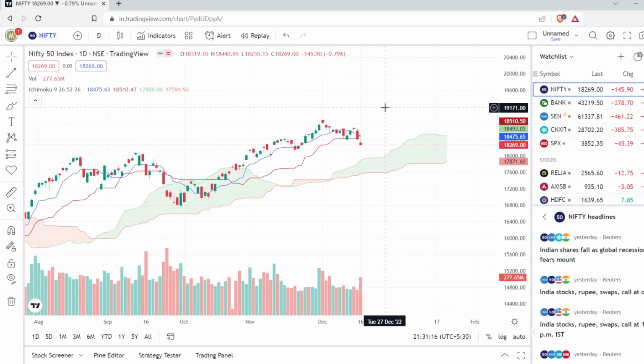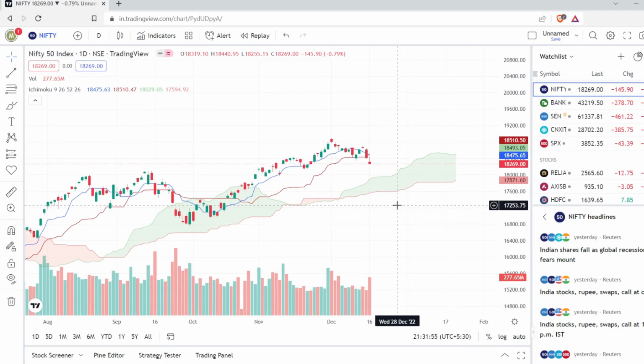When the conversion line is below the baseline, you should take only sell trades. It does not mean that you have to take sell trades when the conversion line goes below the baseline. That's not the point here. But you should not take buy trades when the conversion line is below the baseline. That's again a filter, just like the Kumo cloud was a filter, that if the price is above the Kumo cloud, you should not take a sell trade.